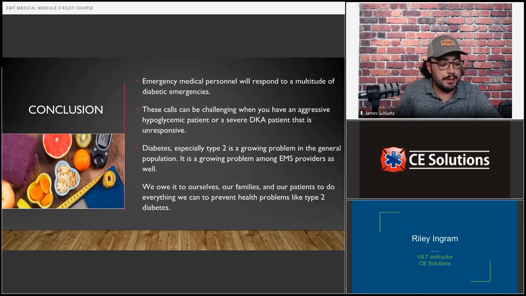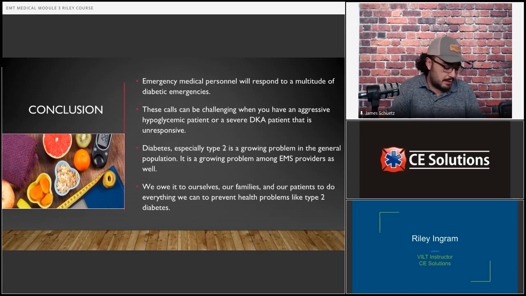All right. Conclusion for this first one is going to be medical or emergency medical personnel will respond to a multitude of diabetic emergencies. These calls can be challenging when you have an aggressive hypoglycemic patient or a severe DKA patient that's unresponsive. Diabetes, especially type 2, is a growing problem in the general population. It's a growing problem among EMS providers as well.